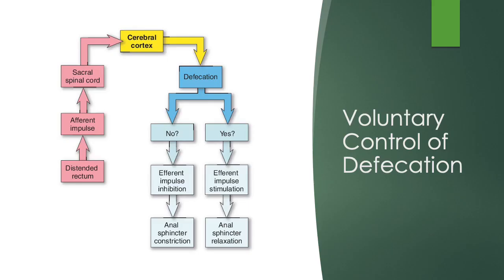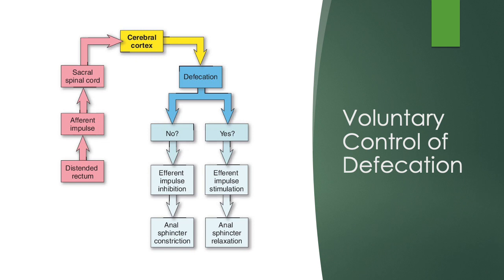Here's a concept map on the voluntary control of defecation, and it is based off of a distended rectum. That means the rectum is opening, and that sends an impulse to the sacral spinal cord, which heavily controls defecation, and that spinal cord sends a signal to your cerebral cortex, which causes defecation.